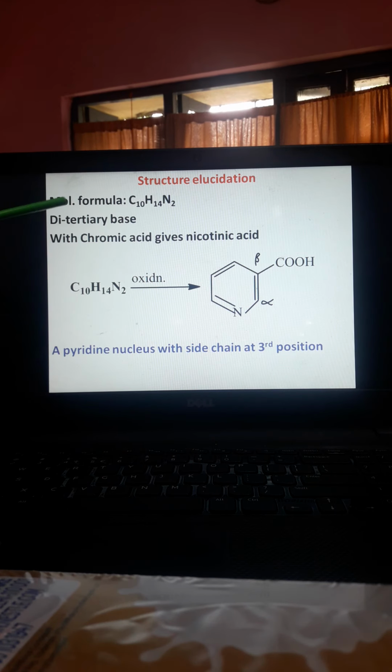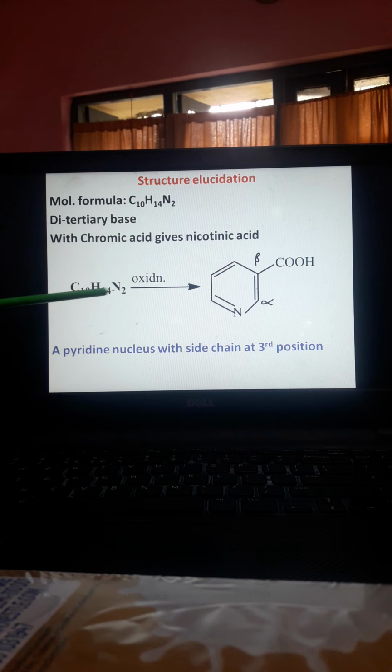Regarding structural elucidation, first of all we have to determine the molecular formula, which is C10H14N2, and it behaves as a di-tertiary base as it forms two isomeric methyl iodide addition products. So as it forms two isomeric methyl iodide addition products, we can say that it behaves as a di-tertiary base.